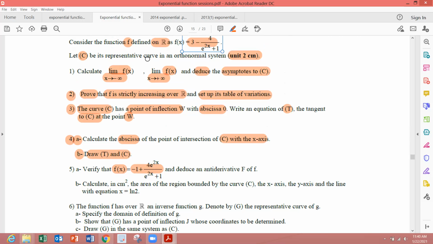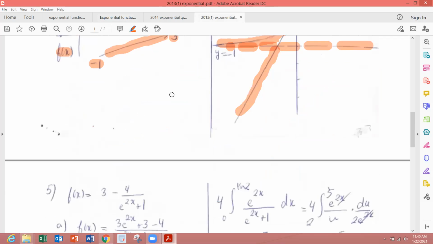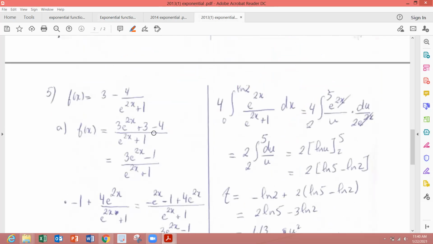Okay, the easiest way is to take the LCM for both. This is f(x). I first took f(x) and took the LCM, e to the power 2x plus 1. For the first term we get 3 e power 2x plus 3, minus 4 gives 3 e power 2x, and 3 minus 4 is minus 1, over e power 2x plus 1.